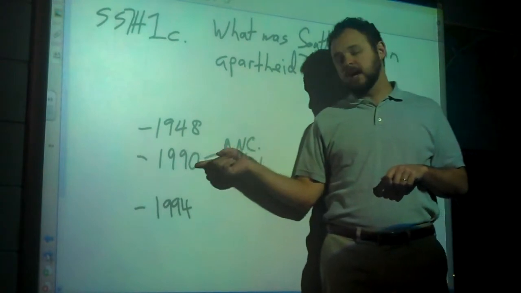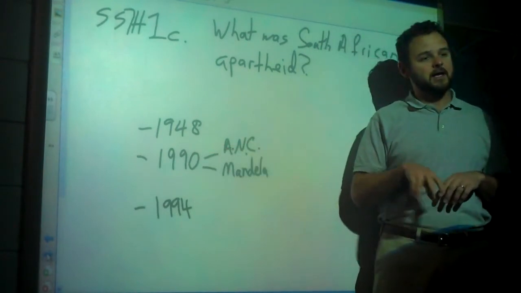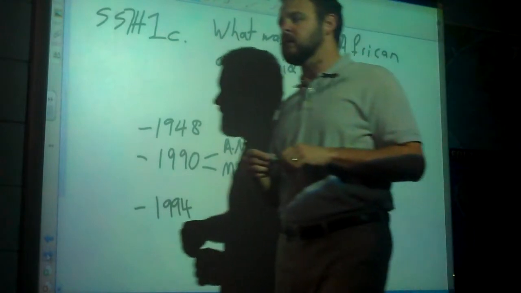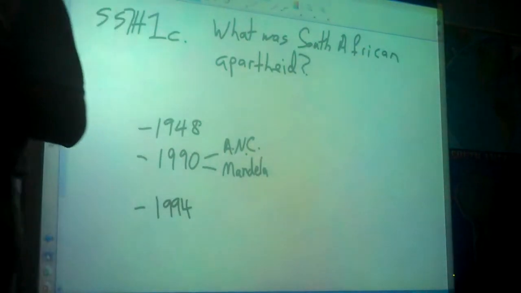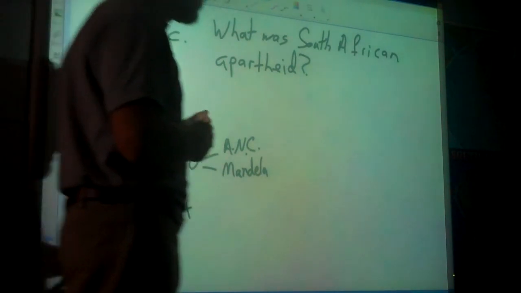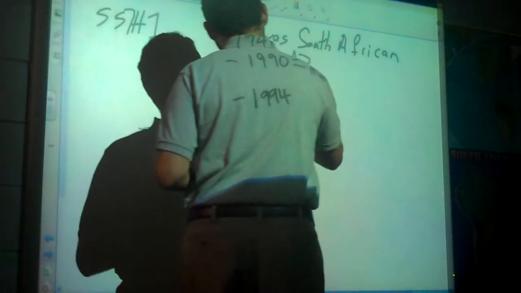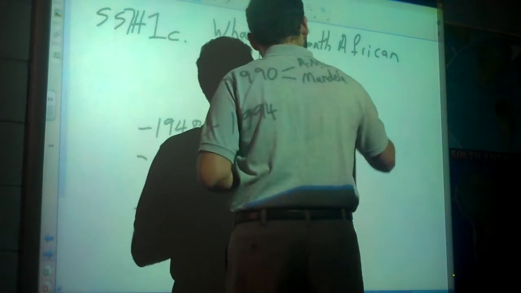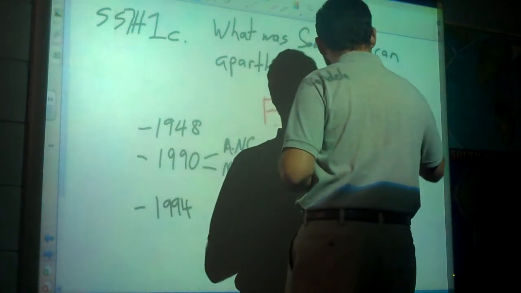Anyway, in 1990, this guy, and you may want to take down this name, he's pretty famous. He's the president of South Africa. His name is President F.W. de Klerk. Okay? And this is the way that is spelled. F.W. de Klerk.